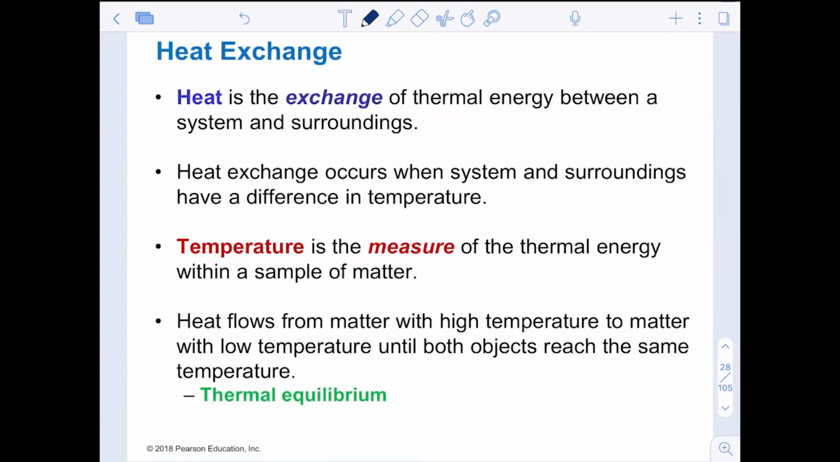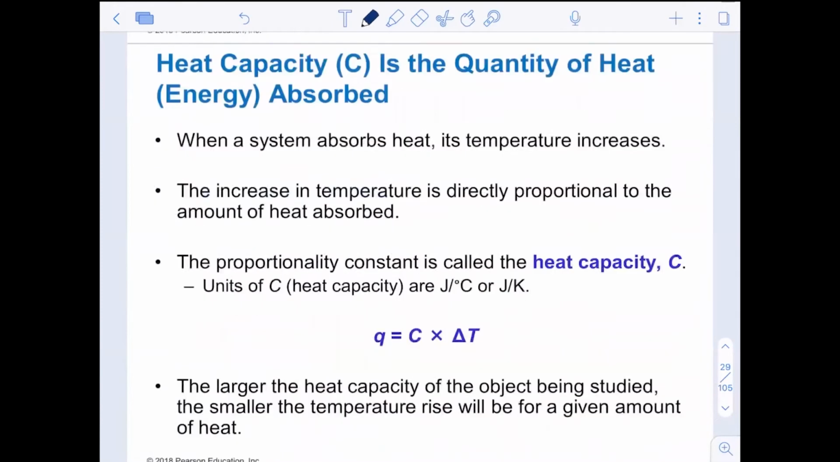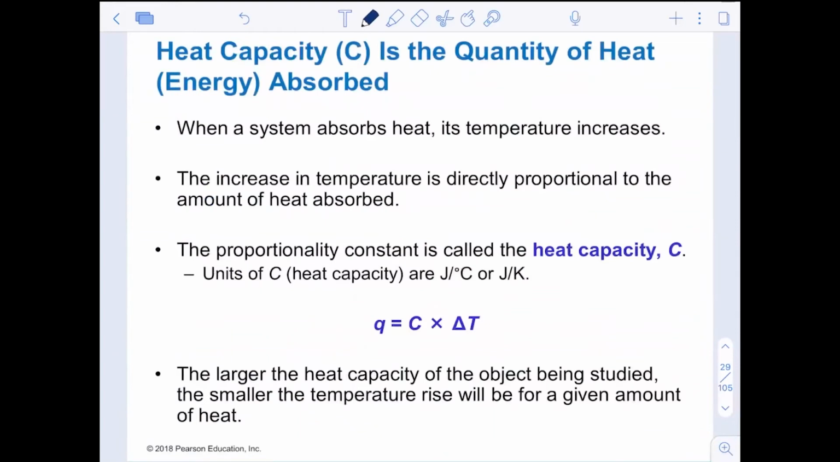So we'll be talking about thermal equilibrium a lot and utilizing that idea in terms of how energy is not lost in a reaction. Energy can be transferred, but energy has to be constant. And that's really what makes thermal equilibrium occur. How are we going to quantify this? With something called heat capacity, C.